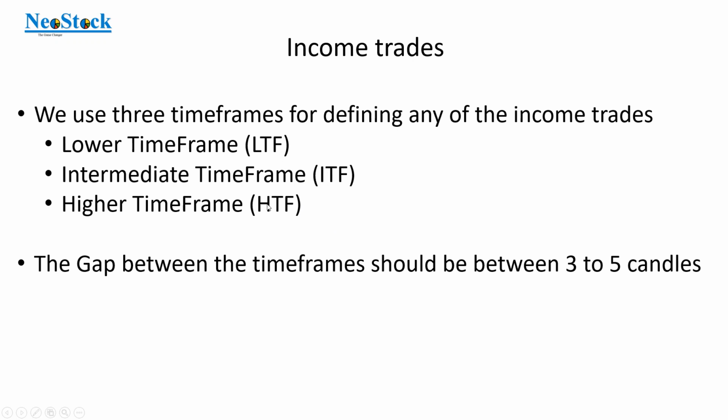Similarly, between ITF and HTF, ITF is the lower time frame compared to the HTF. That's why between ITF and HTF, you should have 3 to 5 ITF candles for the HTF candle. What exactly does this mean? For example, take daily and weekly. Let us say daily is LTF and weekly is ITF. Between daily and weekly, a minimum of 3 to 5 daily candles should be there. How many daily candles do we have in a week? We have 4 daily candles.